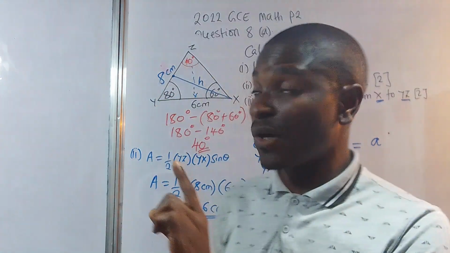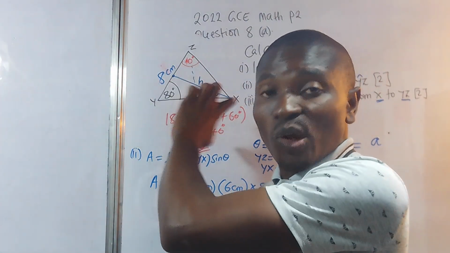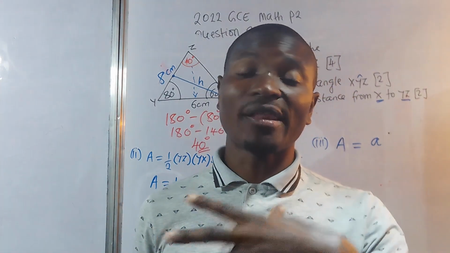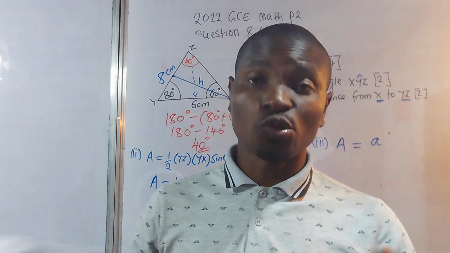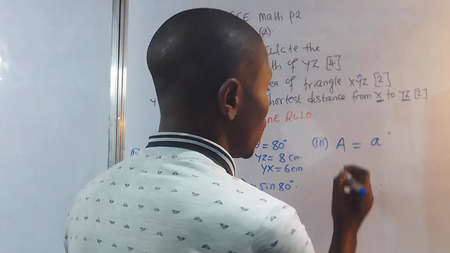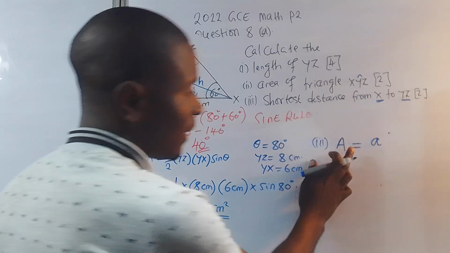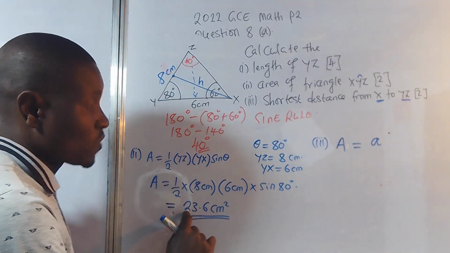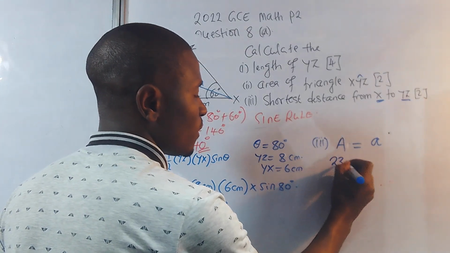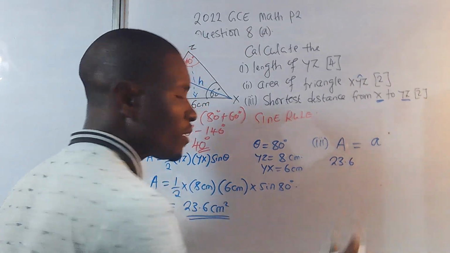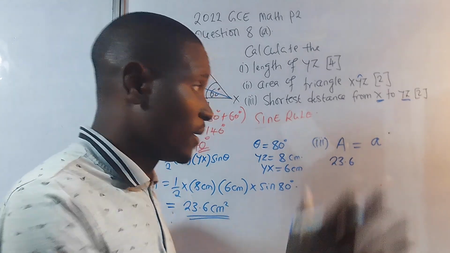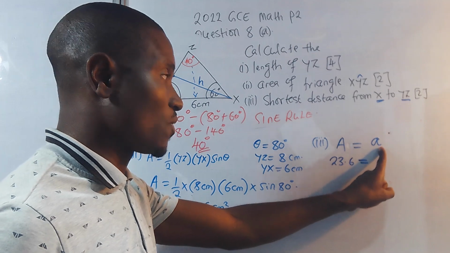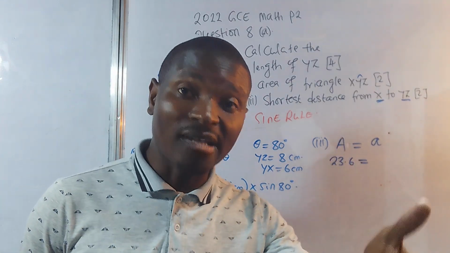The area of the larger triangle, which is represented by capital A, is equal to the area of the smaller triangle, which is just half of that one. Because this triangle has been bisected into two equal parts, we know that the area of the larger triangle is this one, 223.6. At this point you can just ignore the units. And then it equals the area of the right angled triangle.